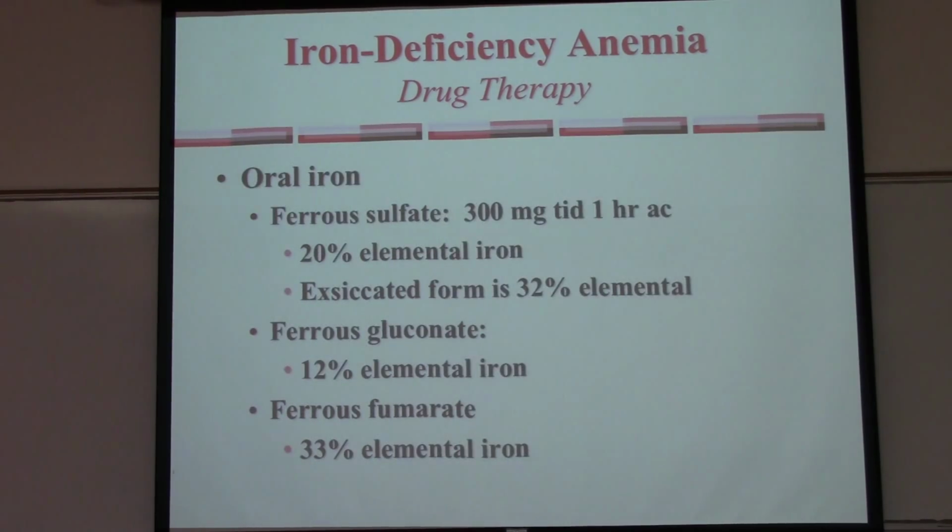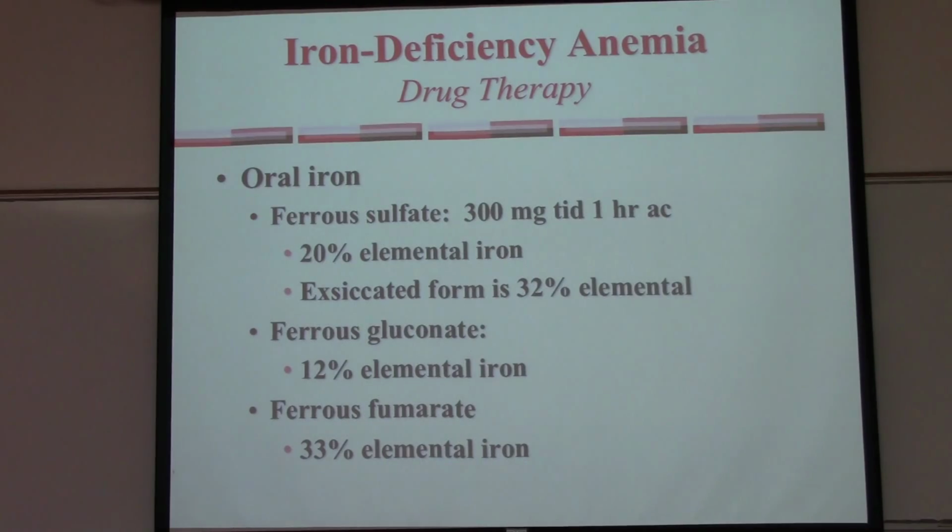There is a difference in how much iron there actually is in these various formulations. Ferrous sulfate is very common. 300 milligrams 3 times a day, an hour before meals, gives you 20% elemental iron. So 20% of the 300 milligrams is iron. That would be 60, 60, and 60, right? 180 milligrams would be elemental iron. The rest is stuff it's bound to.